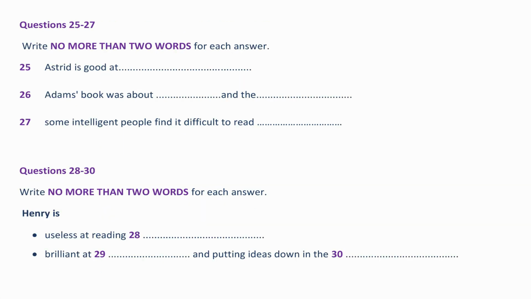Conversation continues. Look at questions 25 to 30. As you listen to the next part of the conversation, write no more than 4 words for questions 25 to 27, and for questions 28 to 30, write no more than 2 words for each answer.